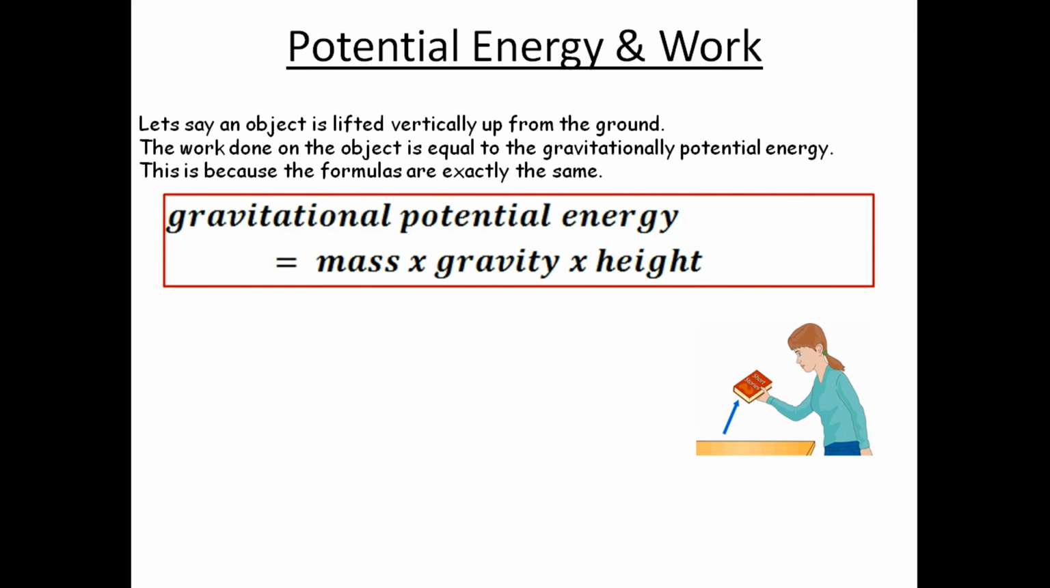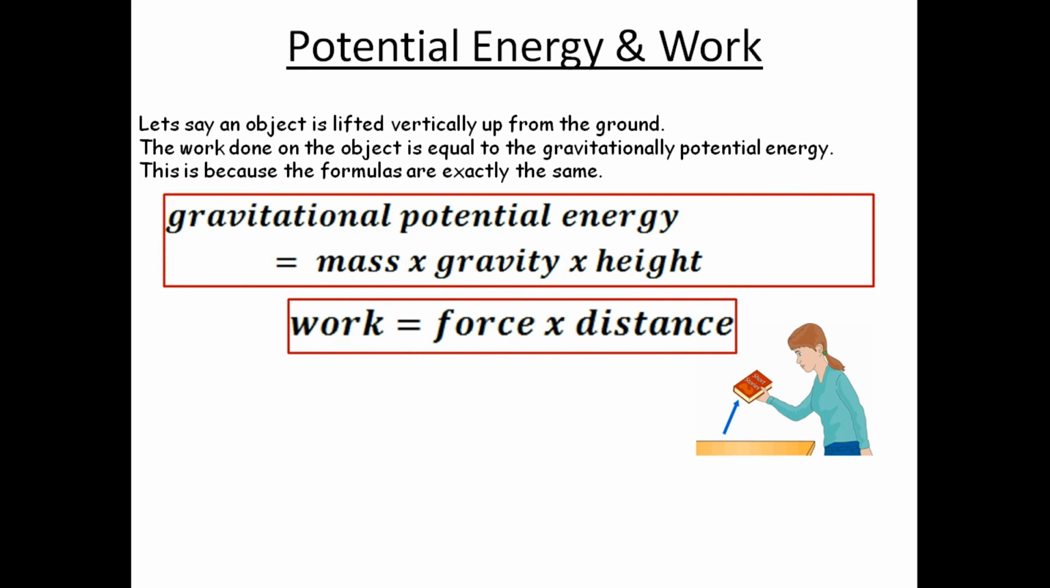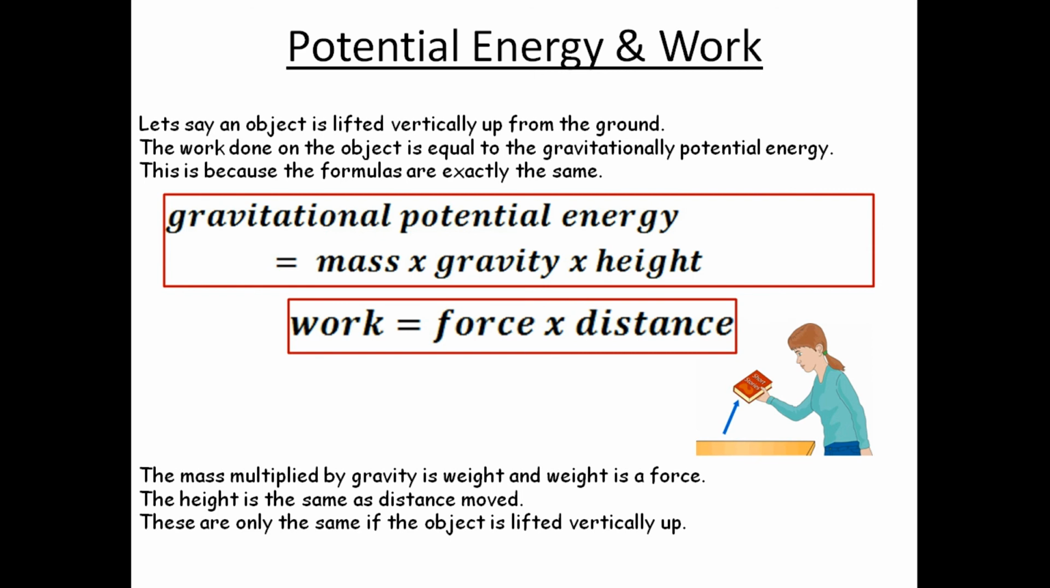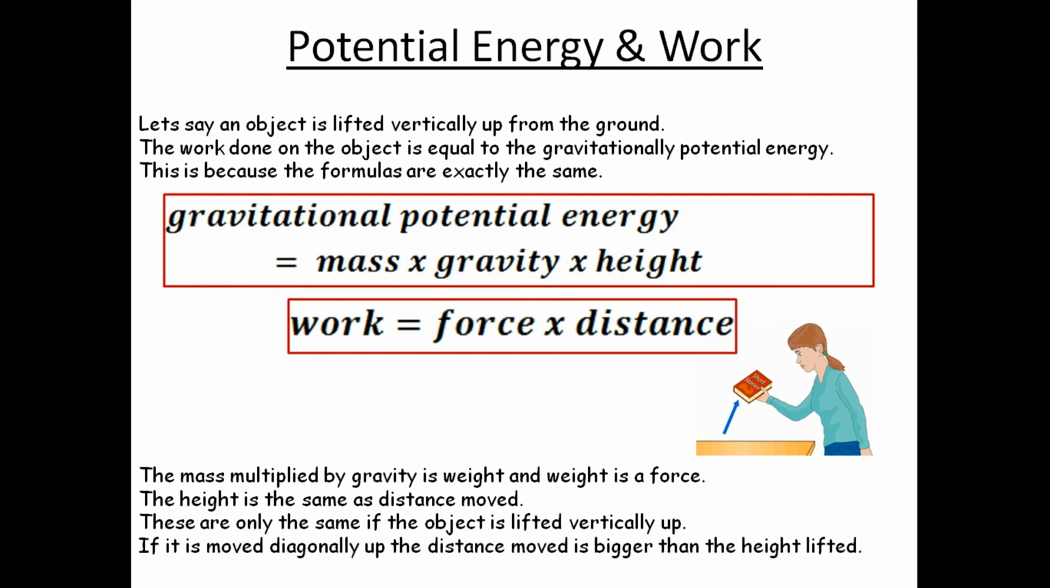So, gravitational potential energy equals mass times gravity times height, and work equals force times distance. The mass multiplied by gravity is weight, and weight is a force. The height is the same as the distance moved. These are only the same if the object is lifted vertically up. If it is moved diagonally, obviously the distance moved is bigger than the height lifted, so the work done is going to be different to the gravitational potential energy. It's going to be more.